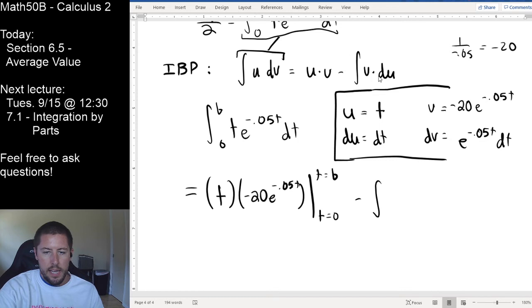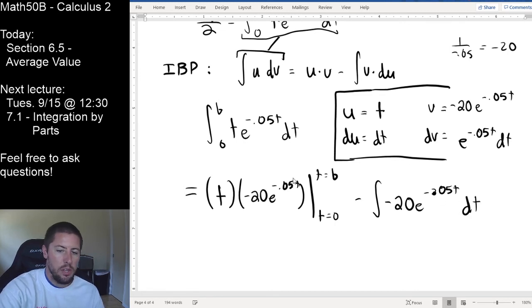The integral of v du, we have negative 20 e to the negative 0.05 t. And notice du is just dt. The real important thing that happened here is, sure, this is a kind of gross expression, but this is actually integrable. You can do this integral just straight up right now, whereas this one you cannot. That got a little unreadable right there. There we go. Negative 0.05 t is what we got, is that power right there.